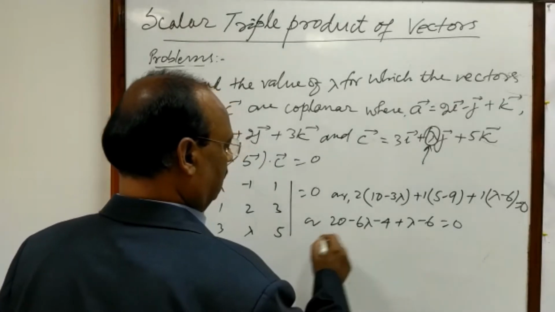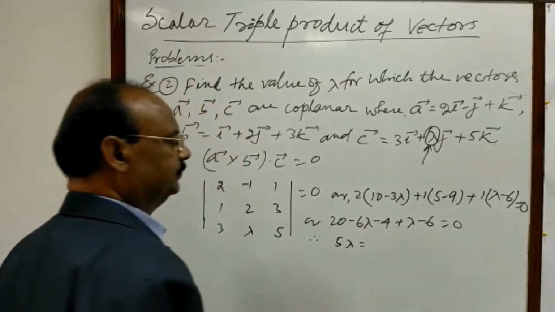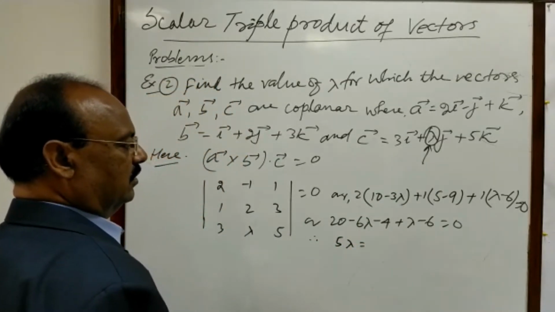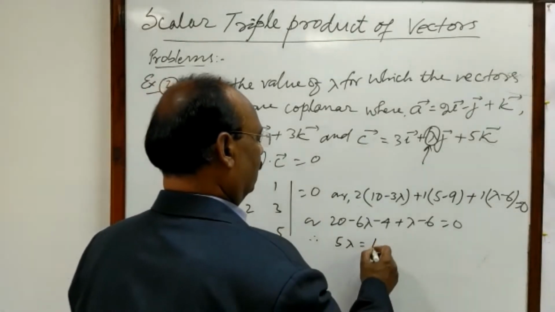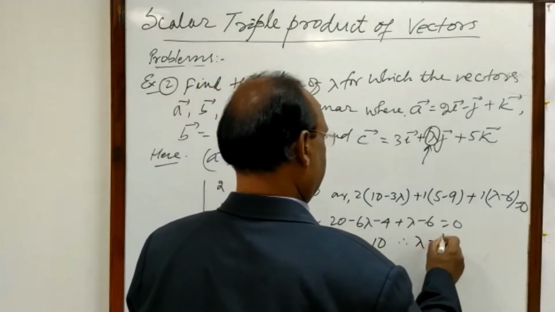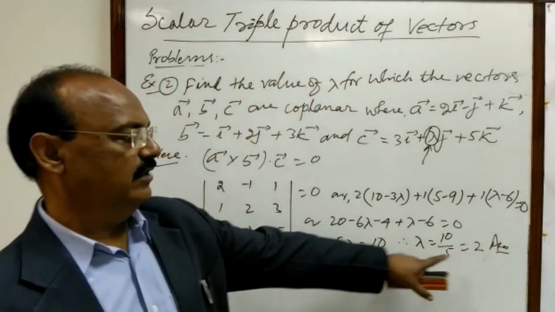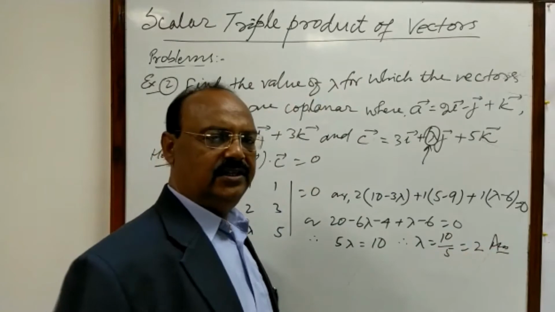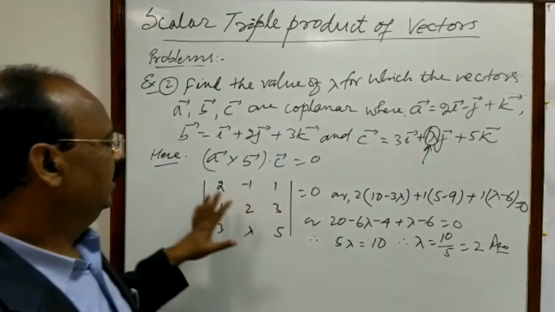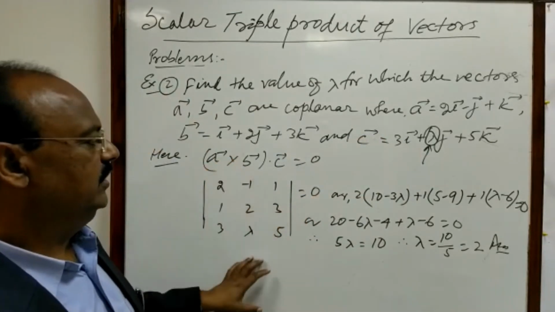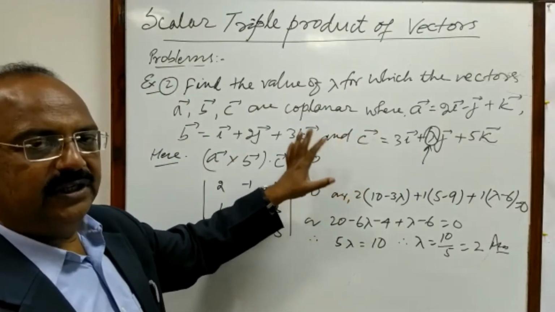Or we will get here 5 lambda is equal to 10, and therefore lambda is equal to 10 by 5 is equal to 2. This is the required value of lambda. So it is very easy to get these values of unknown coefficients by equating this scalar triple product with 0, because given that these three vectors are coplanar, lying on the same plane.